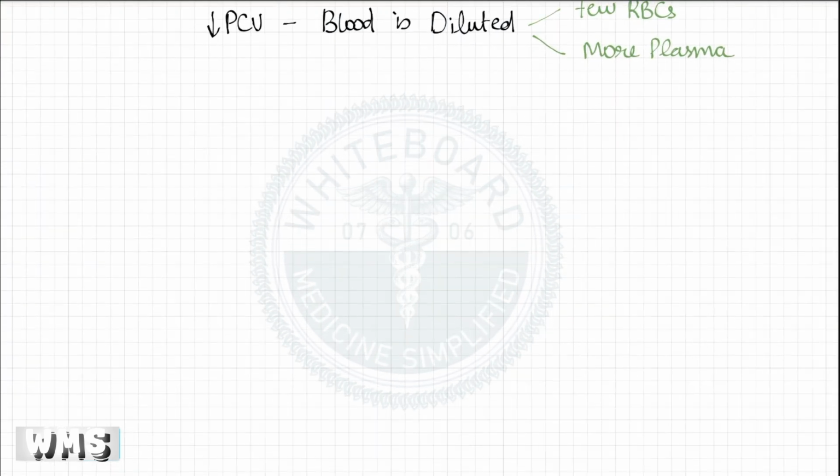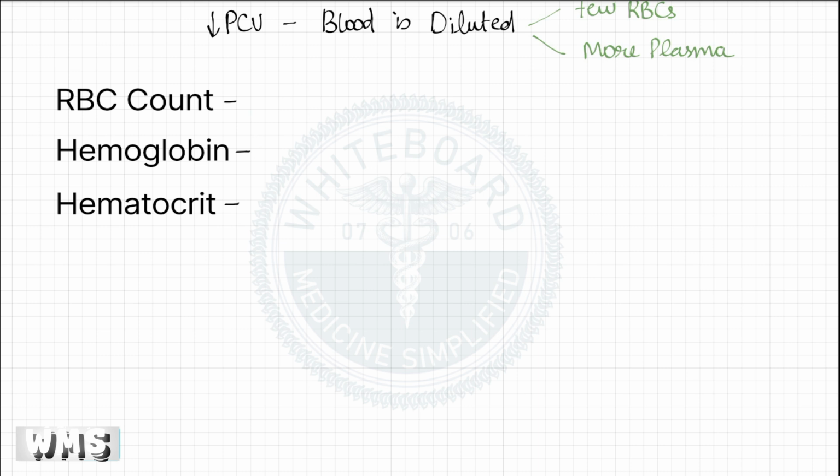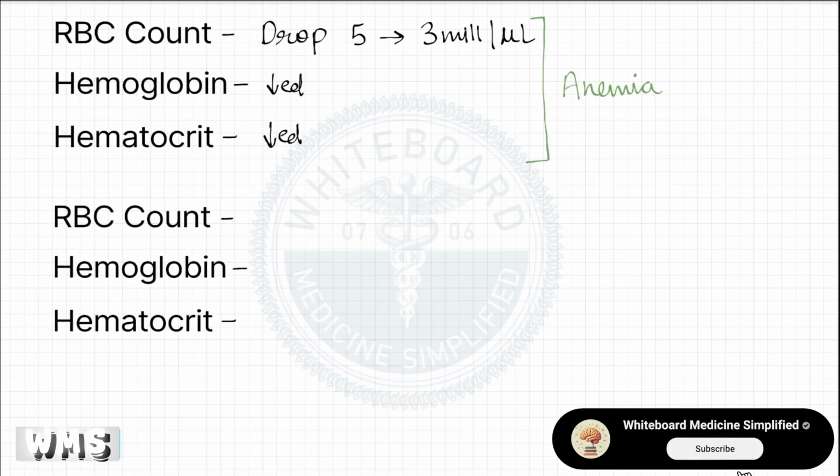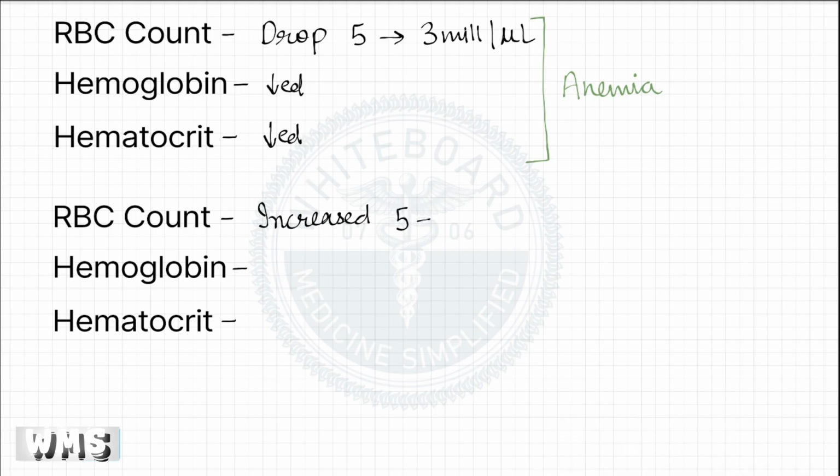Now let's understand the relationship of hemoglobin, RBCs and hematocrit with examples. Suppose RBCs drop from 5 million to 3 million. Hemoglobin is also decreased because fewer RBCs carry less total hemoglobin. Hematocrit is also decreased because the RBC layer becomes smaller. This happens in anemia. Suppose RBCs increase from 5 million to 7 million. Then hemoglobin and hematocrit are also increased.